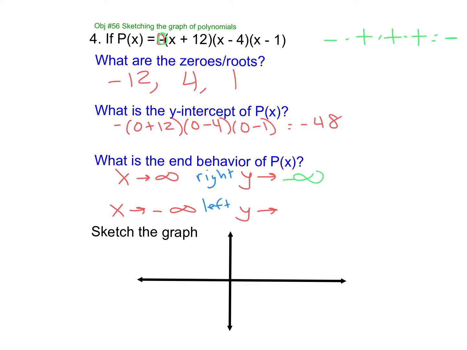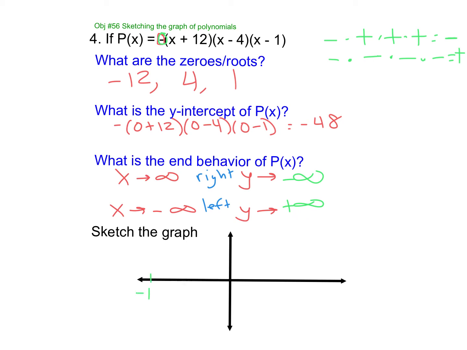And then again, we have that negative in front that we have to count. Now we're plugging negatives in. So I get a negative times a negative times a negative. So I have 4 negatives, which is a positive. So positive infinity. Okay, so now put on your zeros and draw your smooth curve.